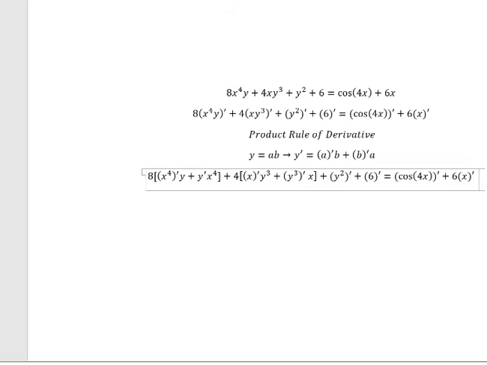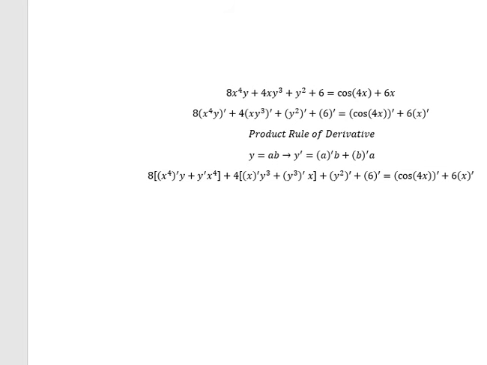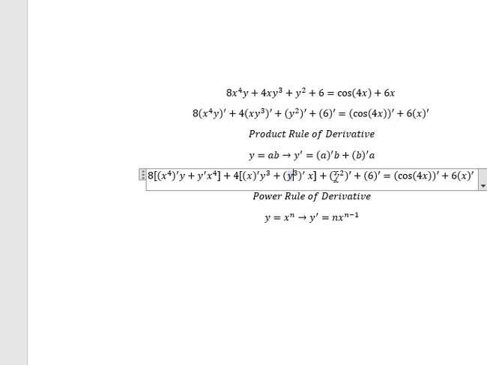Next, we can apply the power rule of derivative. So we have y equals x to the power of n. If we do the first derivative of this one, we have nx to the power of n minus 1. So we can apply the formula for this one, and this one in here, and this.